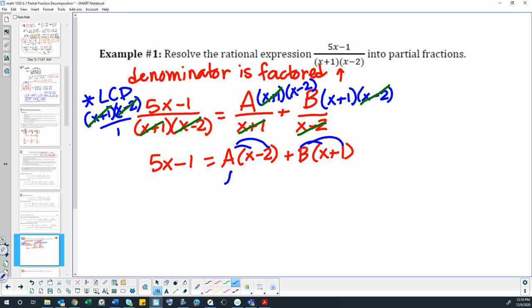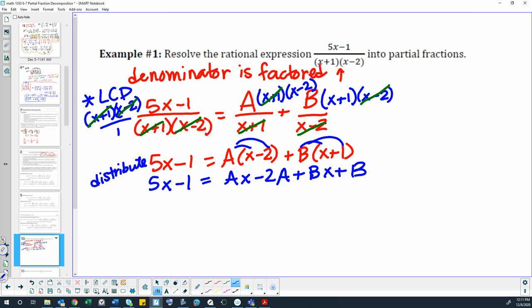So I distributed through my variables. Now I'm going to gather like terms. So let me make kind of a note of what I'm doing. Distribute. Now we're going to gather like terms.